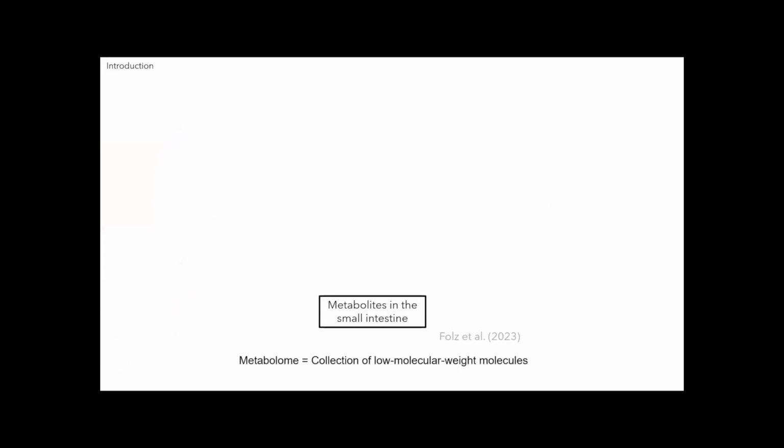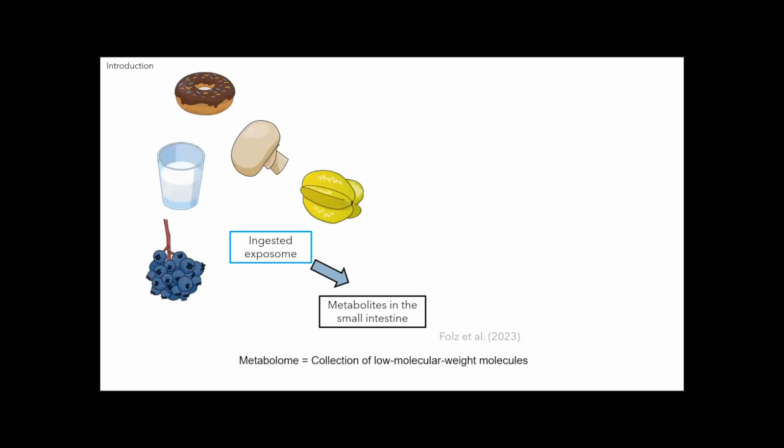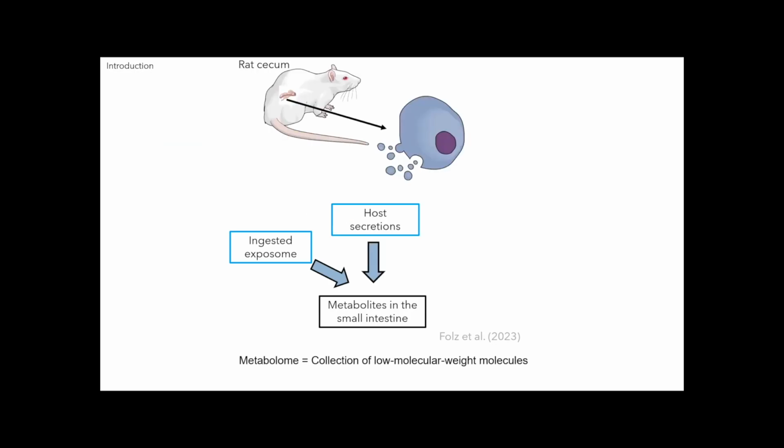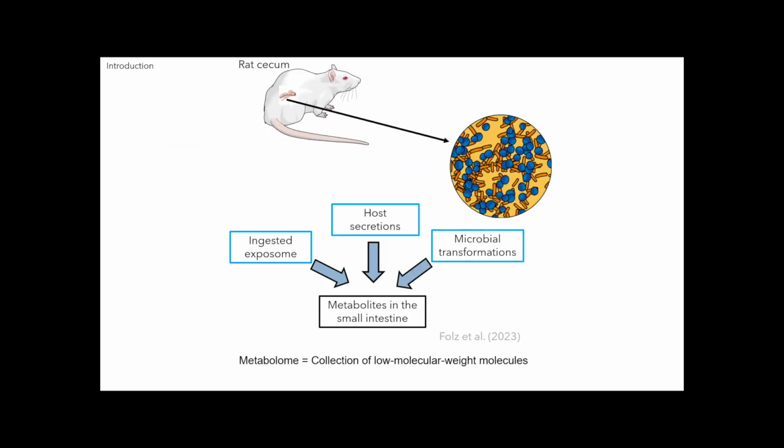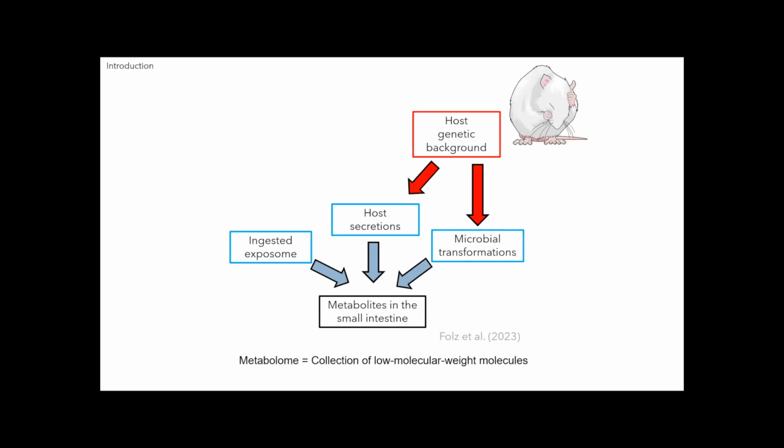Introduction: all metabolites in the small intestine are influenced by a number of factors. When we talk about the metabolome, it can be identified as a collection of low molecular weight molecules found in the intestine. These metabolites are influenced by the ingested exposome, basically diet, host secretions, and also microbial transformations. We expect that at least the last two factors are partially influenced by host genetic background.